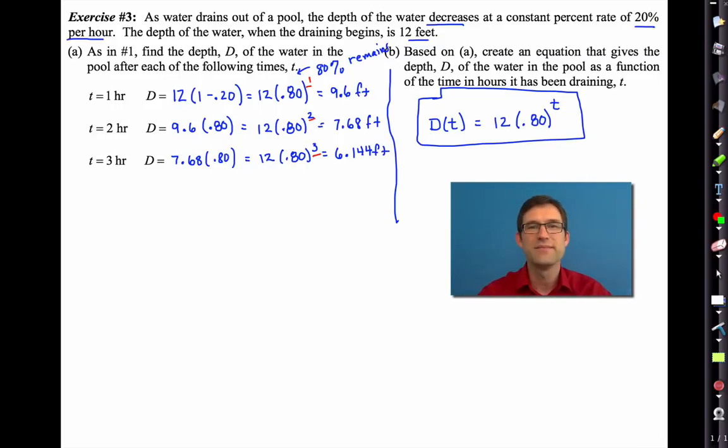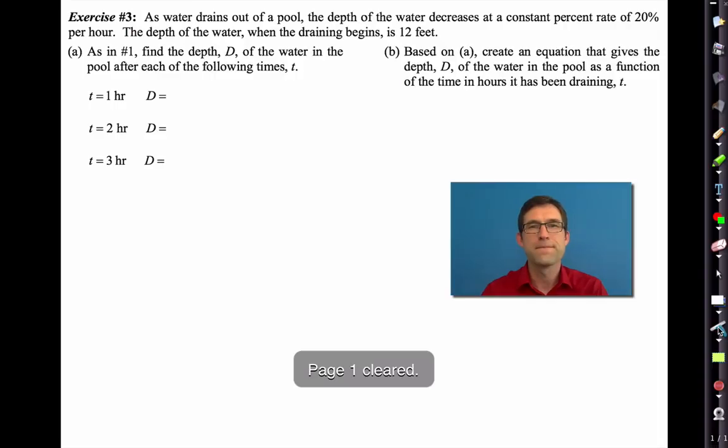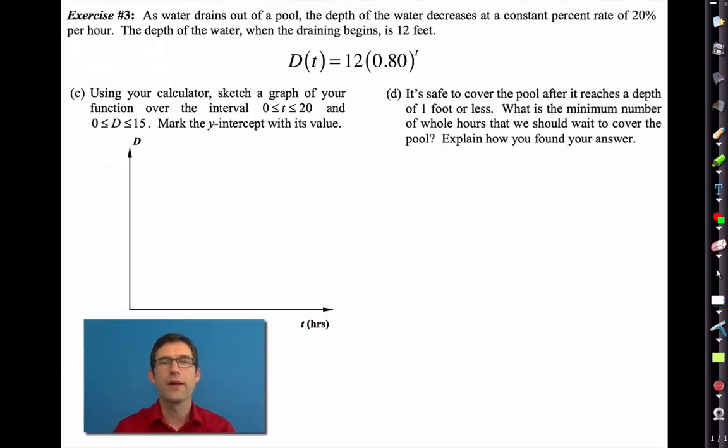It's great. All right, so I'm going to clear this out. Pause the video now. Okay, here goes the text. All right, so there's my function: d of t equals 12 times 0.80 to the t.